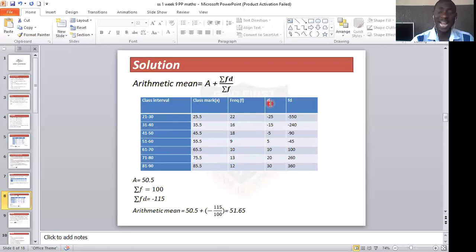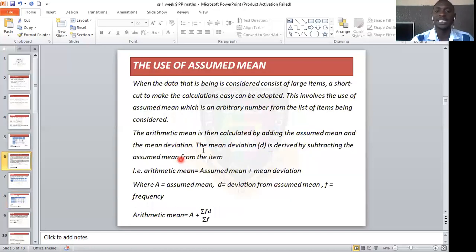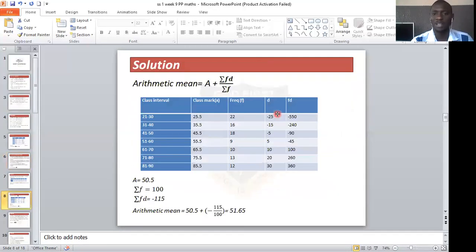That is the item minus the assumed mean. D is gotten by the item minus the assumed mean. Please take note. You can see here from the notes, I go back to the notes: the mean deviation is derived by subtracting the assumed mean from the item. Please take note very, very well. So that's how you get your D.